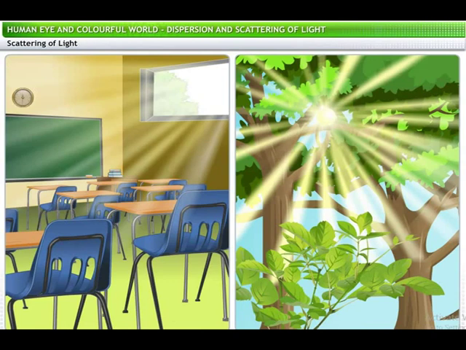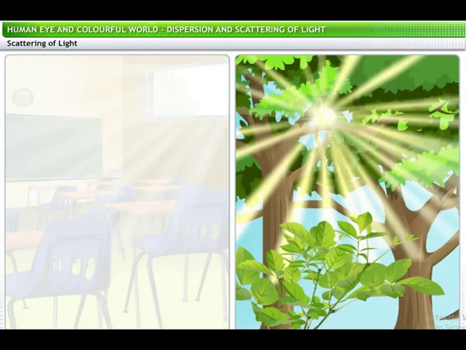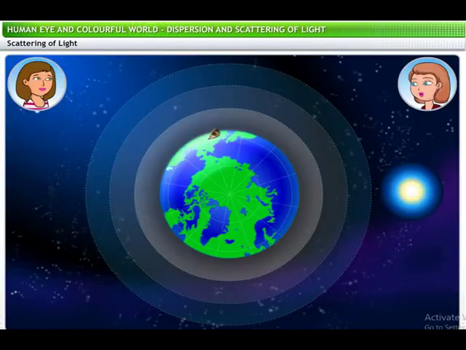But some objects scatter light of some specific wavelengths, like the white ray of sunlight from the ventilator of your classroom or the golden hue in the forests. Light travels in a straight line as long as no object or particle obstructs its path.